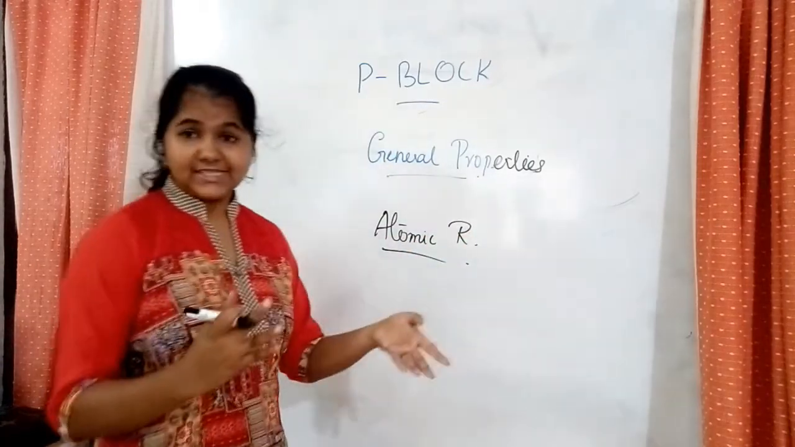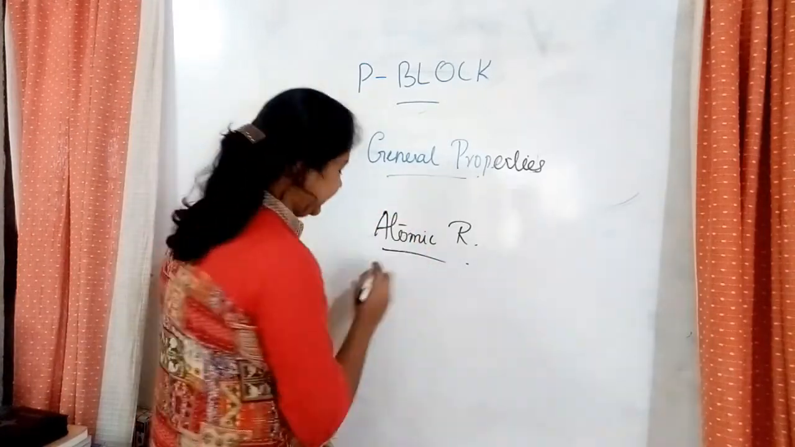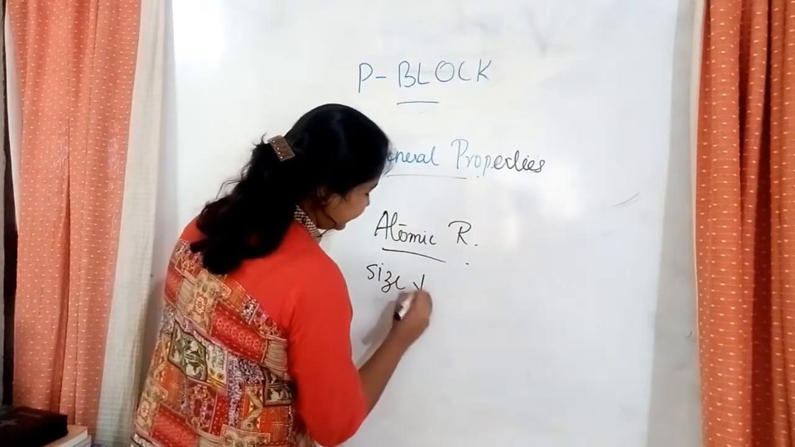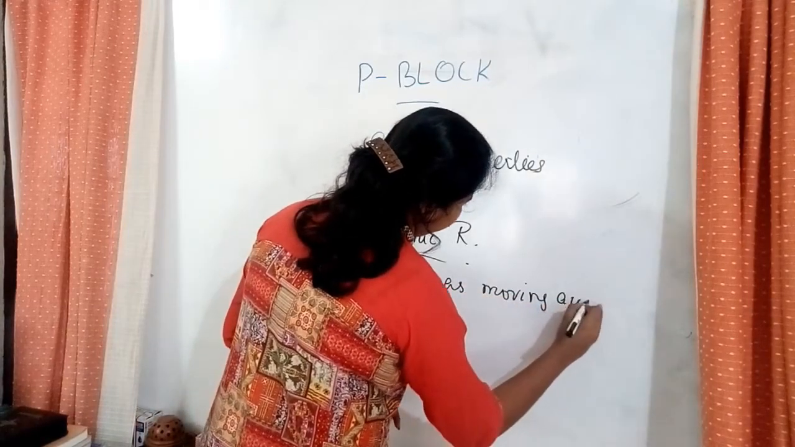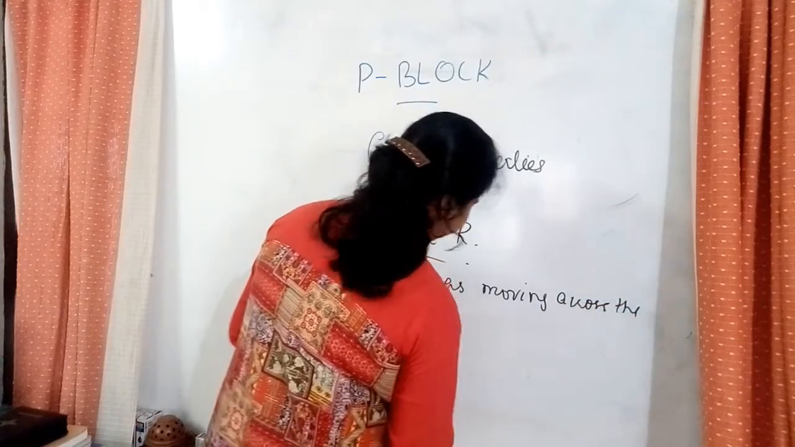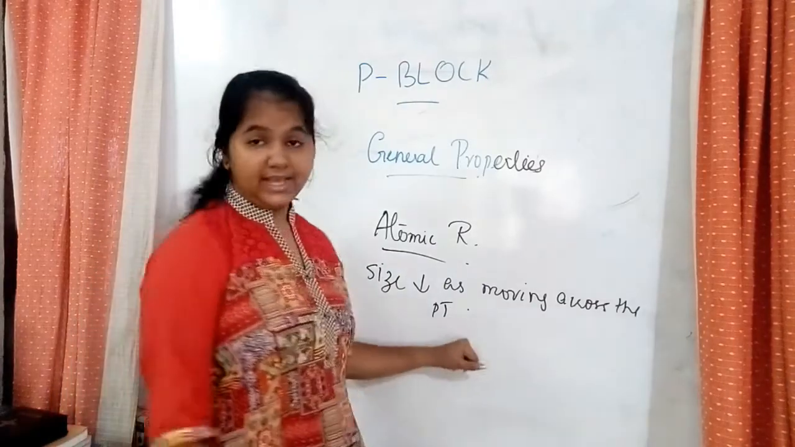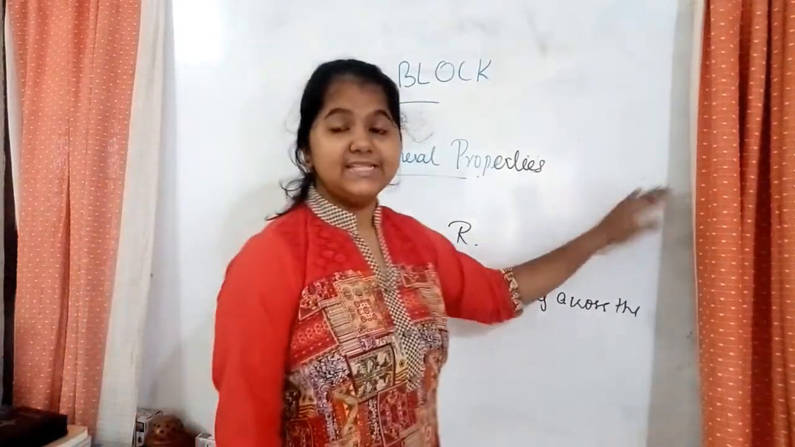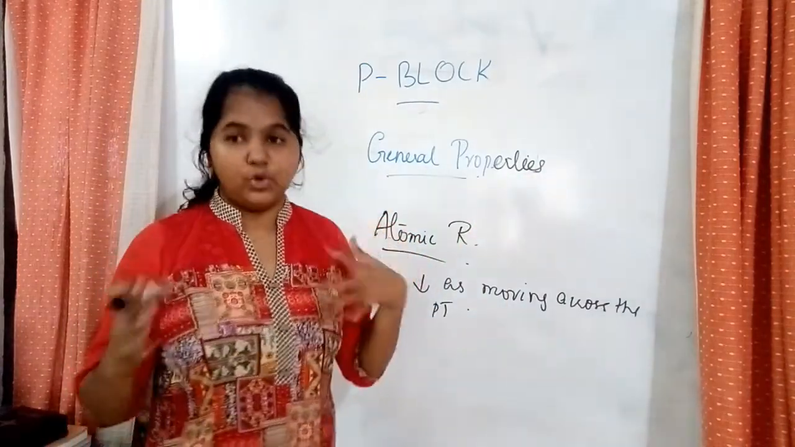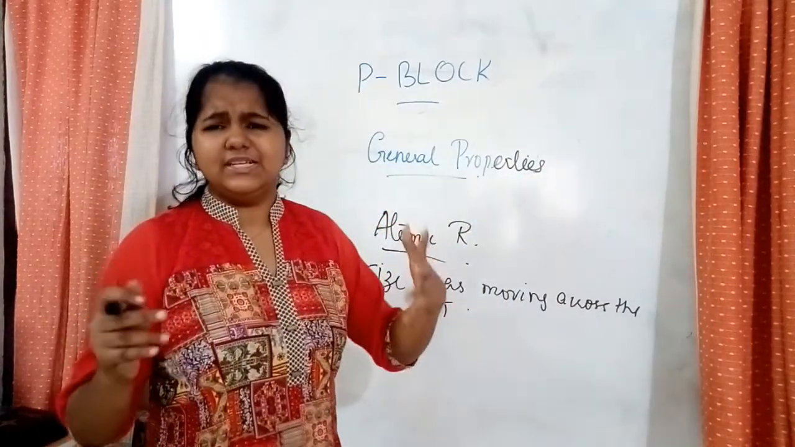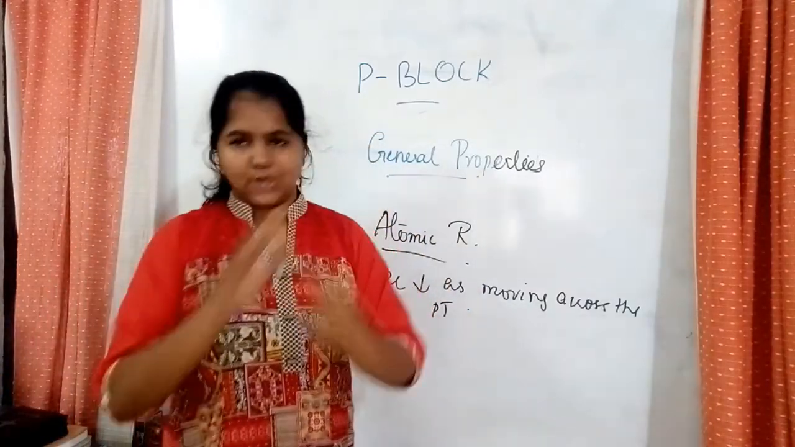When you move across the periodic table, what happens usually? The size decreases as you move across the periodic table. Now there's a change. The halogens would have a smaller size than our group 18, the noble gases. We always have a mindset that this would only decrease, but it is not like that.